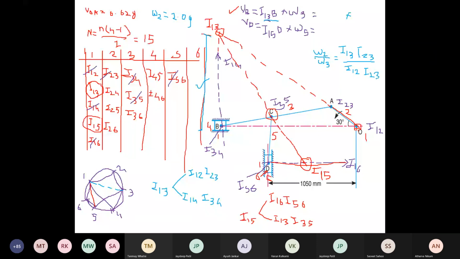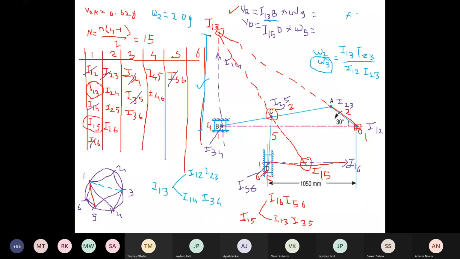Okay, here omega 2 is known here, 2.09. I13 to I23 distance you have to measure, means I13 to I23. यहाँ से यहाँ तक A तक का distance measure करो. You have to put the value. Then I12 to I23 means A to O का distance measure करो. यहाँ पे put करो. Means you will get here omega 3. Okay. यहाँ पे omega 3 मिल जाएगा.